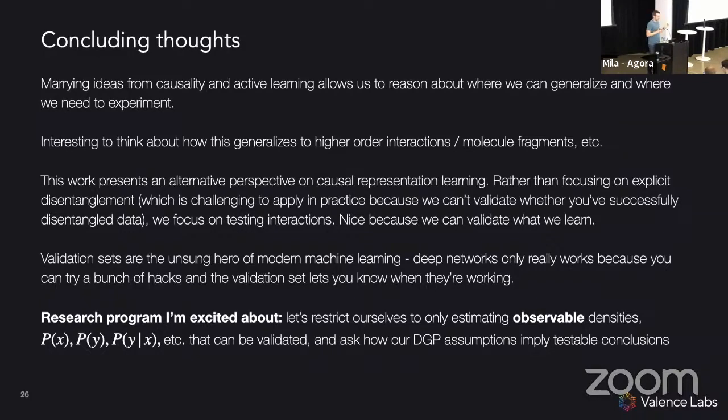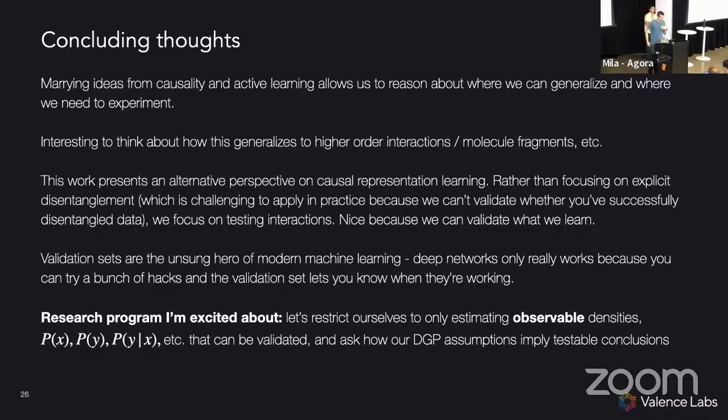And then as an aside, this is more to my own community, the causal representation learning community. I think this work presents a different perspective on causal representation learning. Much of the work in that community, including some of the work that I've done, focuses on explicit disentanglement. And that's a very challenging thing to do in practice, because you can't validate whether you've successfully disentangled something, right? So we see methods that seem to work nicely on synthetic problems, but when you try to apply them in these complex high-dimensional settings, they can be very challenging to work with, because you get an estimate, but you're not clear if it's right, and it's very difficult to test that.